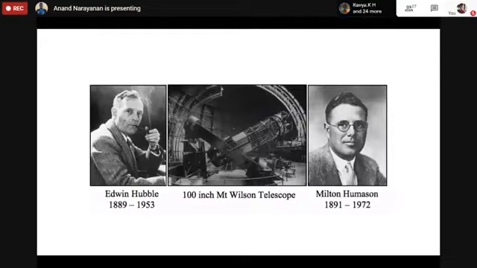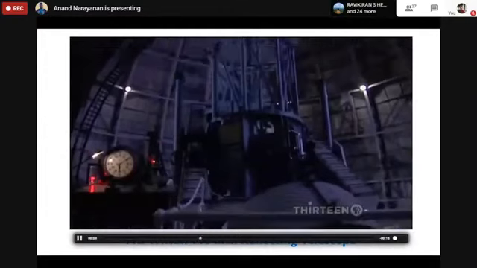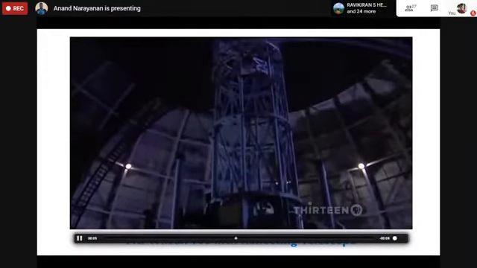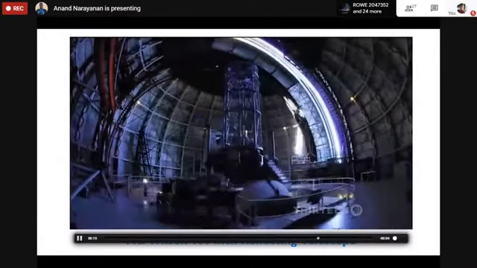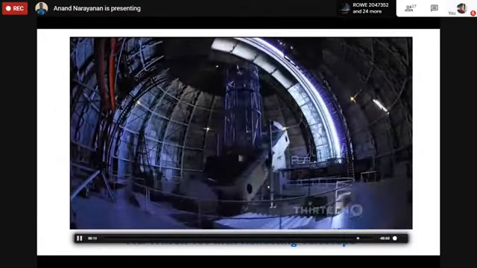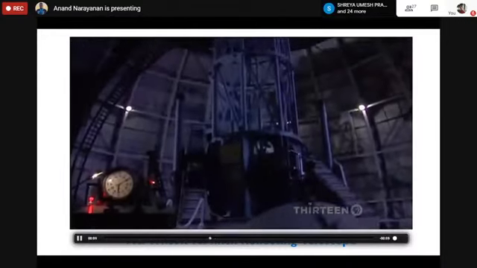I'll just show you a video of this 100-inch Mount Wilson observatory as it is now. This is that particular telescope that Hubble and Humason used. Milton Humason was the night sky assistant who helped Hubble carry out these observations.